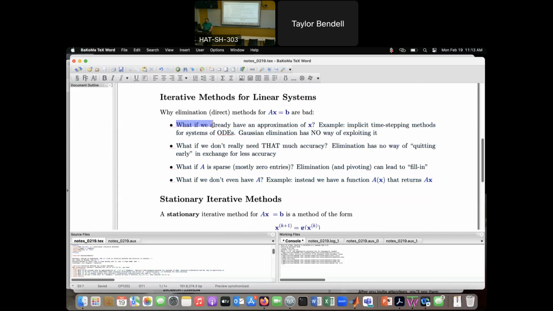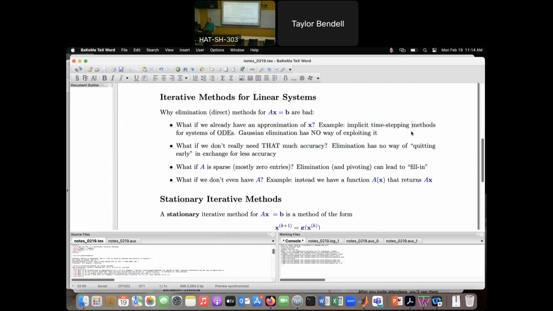For example, you might already have an idea of what the solution should be. Maybe you have a good initial guess based on background information about the problem you're trying to solve. An example of that, which we'll learn about later, is solving a system of ordinary differential equations using an implicit time-stepping method, which requires you to solve a system of equations. If you're stepping in time, your solution at the current time is already a good approximation of the solution for the next time, in other words, the solution of your system of equations. So you have an initial guess that's naturally built in.